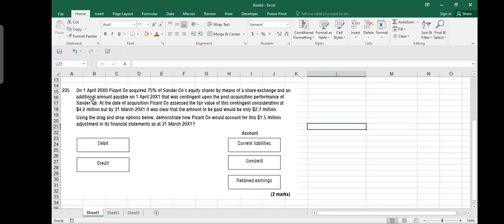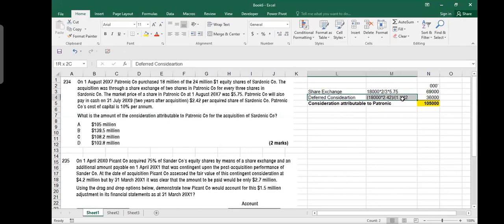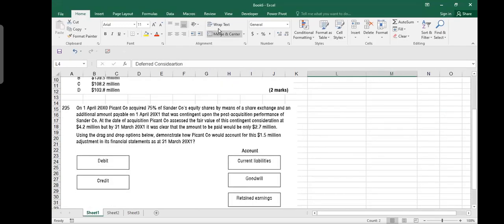So, we are talking about deferred consideration. No, I'm sorry, it's not deferred, because it says that it was contingent upon the post-acquisition performance of Sender. If you remember, I told you that consideration can be given in 4 ways. 1, you pay straight cash. 2nd, you give some shares. 3rd, you make a deferred consideration like this. You make a promise that I will pay, but after 1 or 2 years. The 4th one is called contingent consideration.